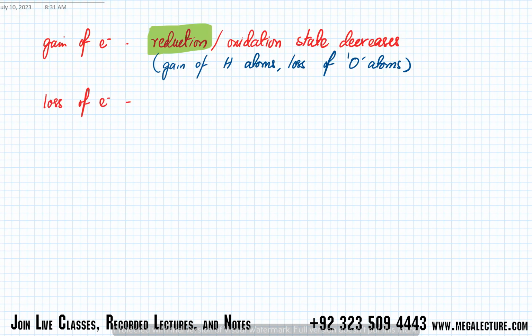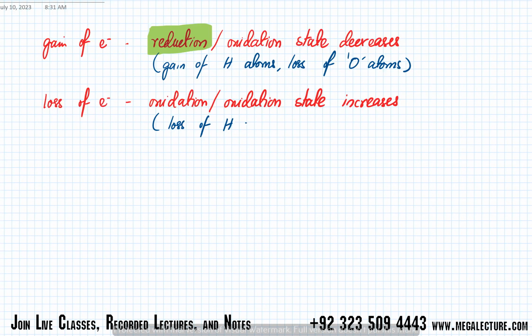Again, loss of electrons is what? Oxidation. What happens when something gets oxidized? Oxidation state increases. Or vice versa, you can also call it a loss of H atoms. Not ions, atoms. Or it's a gain of oxygen atoms.